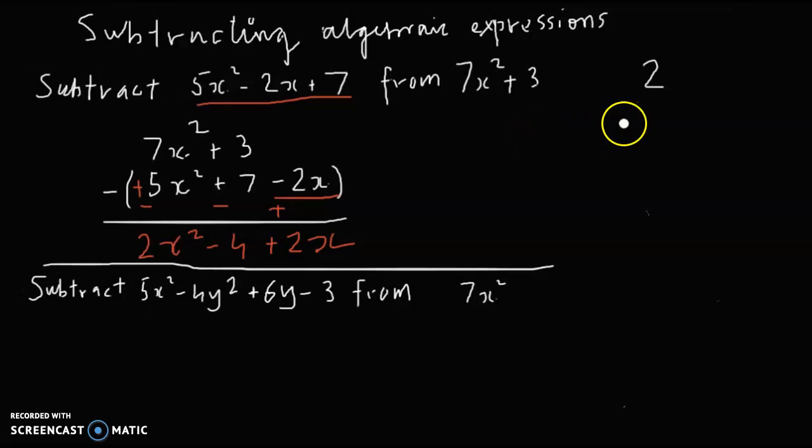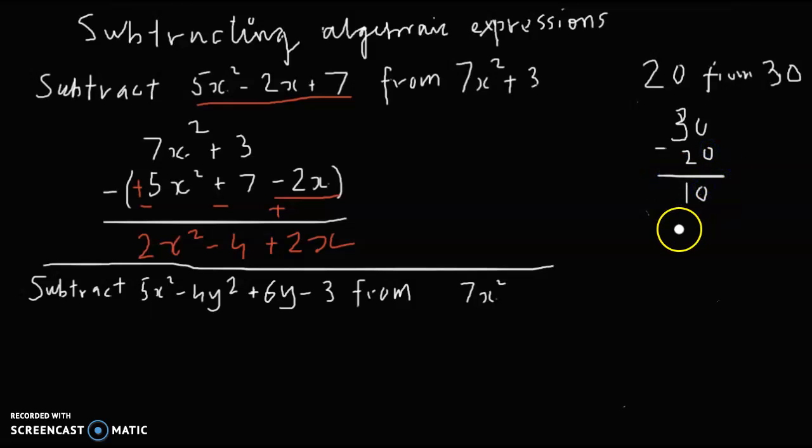Okay, subtracting algebraic expressions. Let us see one example. Subtract 20 from 30. Okay, how do we do this? So it's 30 minus 20. So this will become 10.